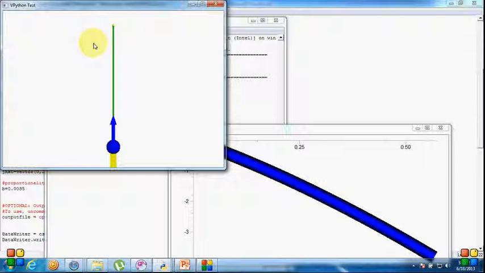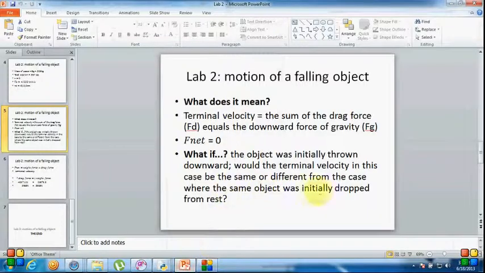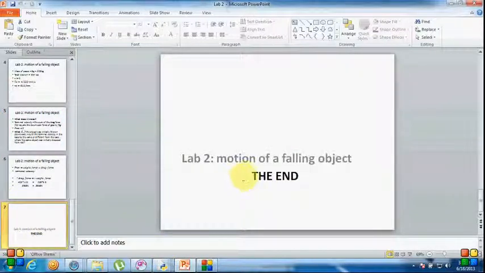So we conclude that the terminal velocity is the same for these two cases, whether the ball is dropped from rest, where the initial velocity is 0, or with some initial velocity. So this is the end of Lab 2, motion of a falling object.